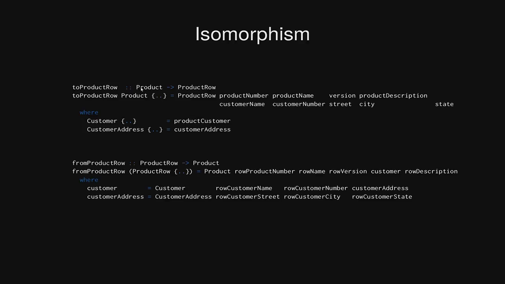toProduct row is exactly the function that I talked about earlier. We start with a product and we get to a product row. So here's how I would write that. This dot dot means it's going to take all the field names and just automatically bind the values to the field names. That way I can write a nice terse function, product row, product number, product name, version, product description, just listing out all the fields. So here I have a product, and I grabbed the internal members of that product.